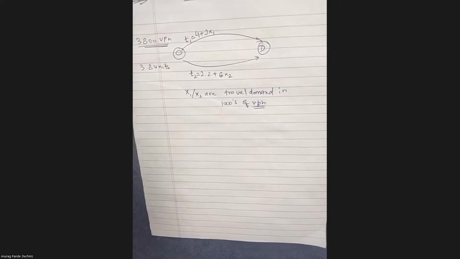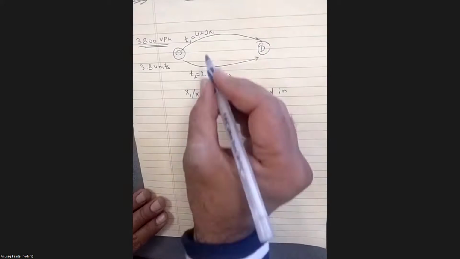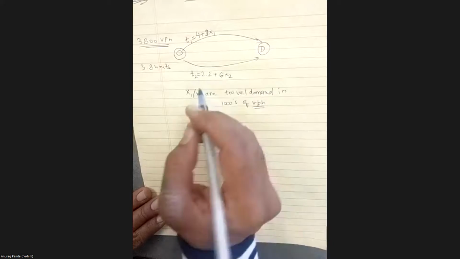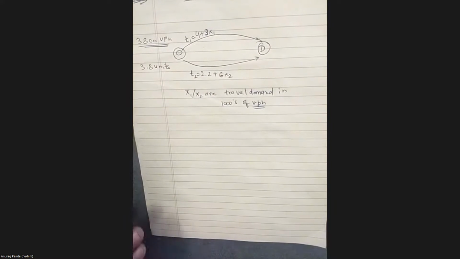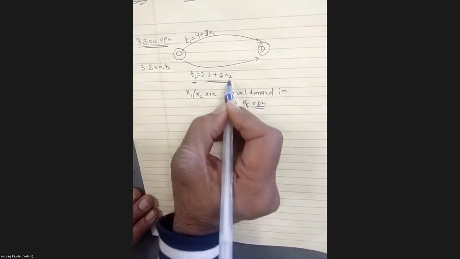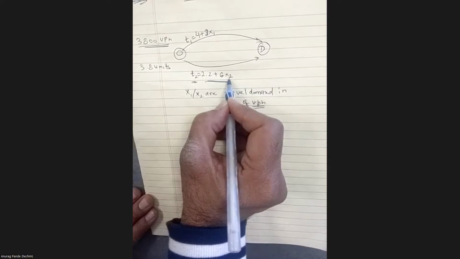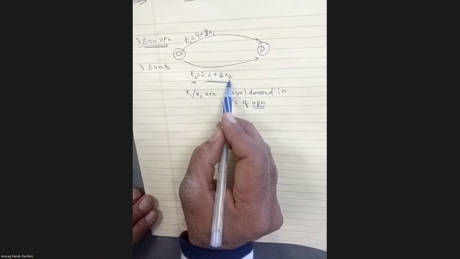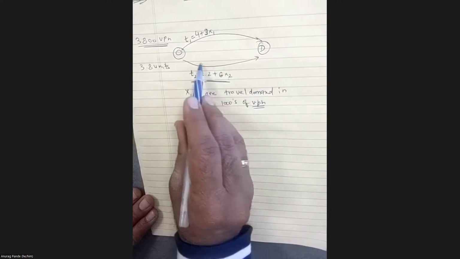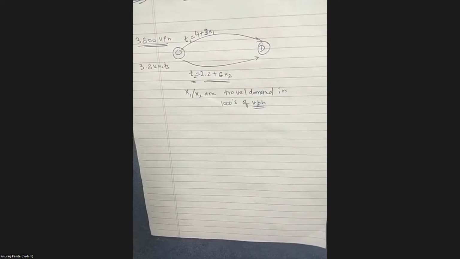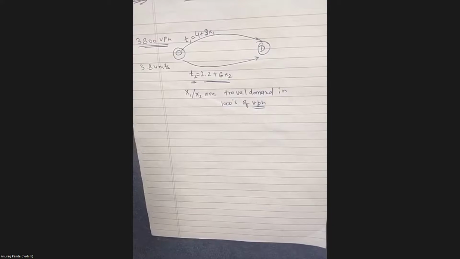So if these are the two functions, 4 plus 3x1 and 2.2 plus 6x2, these are what happens to travel time as you add more vehicles to the network. If you add more x2, the travel time increases, and this function defines how. Now let me ask you this: if you're the first driver, which route would you choose? Route 2, right? Because it only takes 2.2 units of time, let's call it minutes, to go from your origin to destination. So we'll choose that.